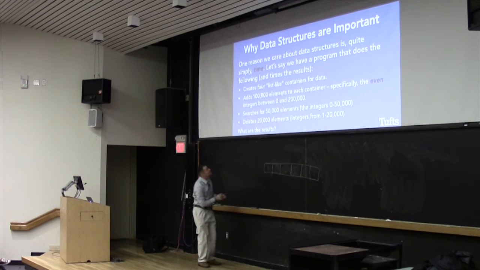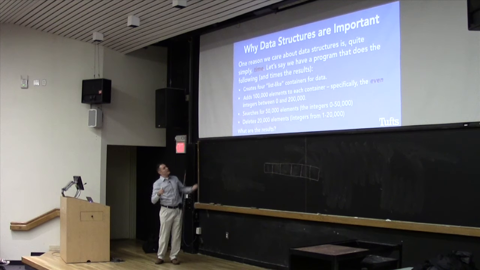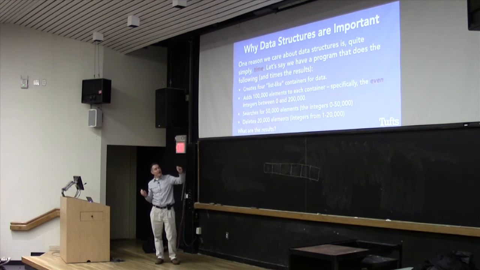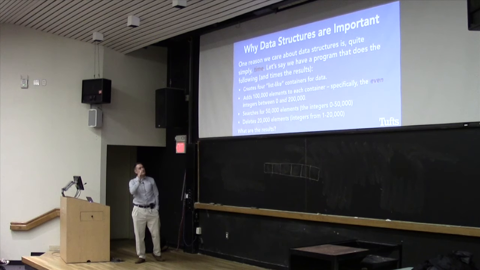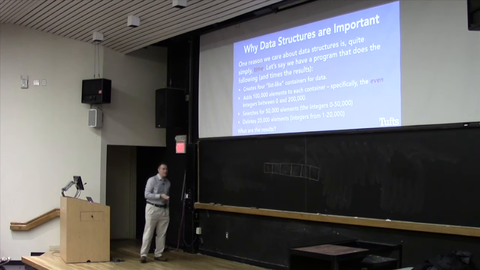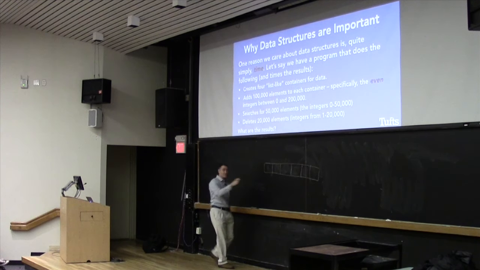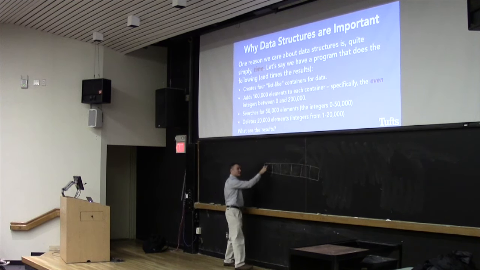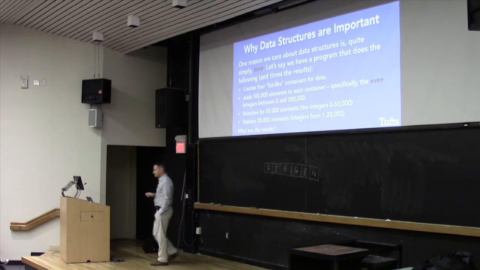I'm going to create the structures, and then I'm going to add 100,000 elements to them. Now you think, well, that's a lot. Well, for a computer, that's not that many, right? But 100,000 elements to these. In fact, we are going to add the even integers from 0 to 200,000. Well, I guess it would be 0 to 199,998 or something like that. What it means is, we're going to take these data structures and put in these things. We're going to put 0 and then 2 and then 4 and then 6 and then 8 and then 10, all the way up to 200,000.